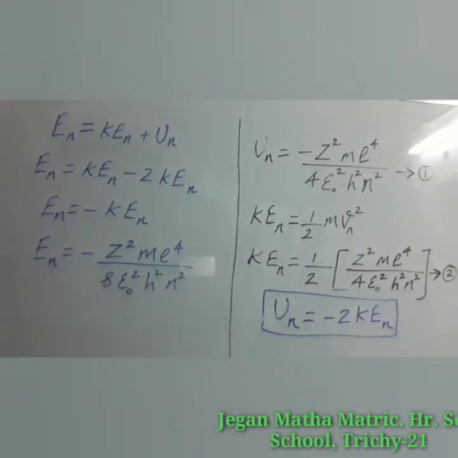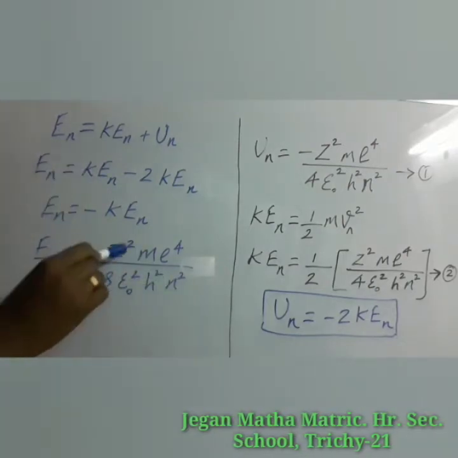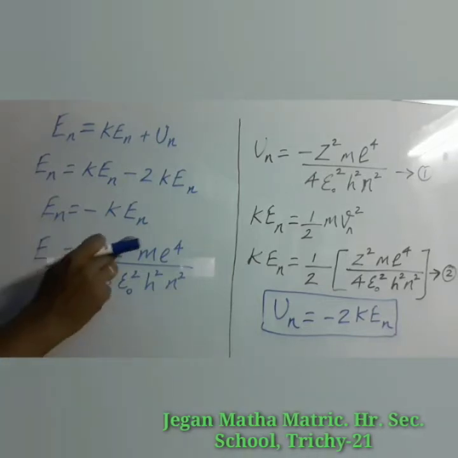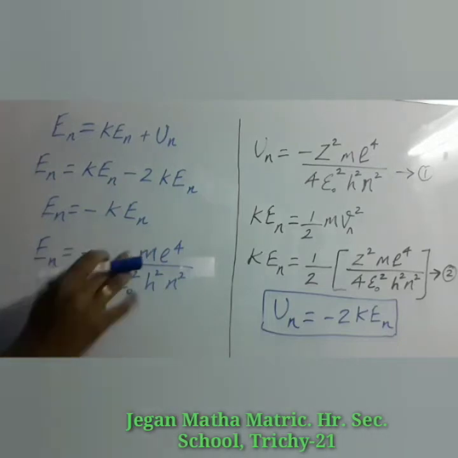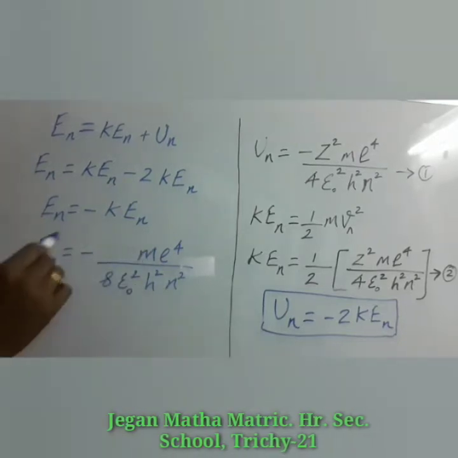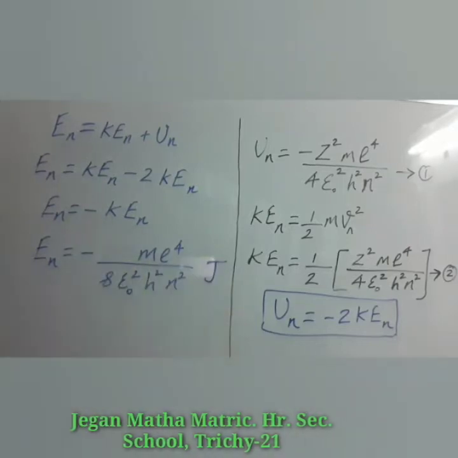For the hydrogen atom, how can we change this expression? Only one change will be there. For the hydrogen atom, atomic number Z is equal to 1. So we can remove that Z square for the hydrogen atom. So it is an expression for the hydrogen atom which is measured in the unit joule.